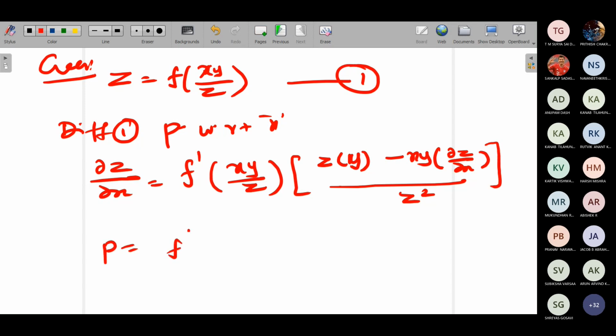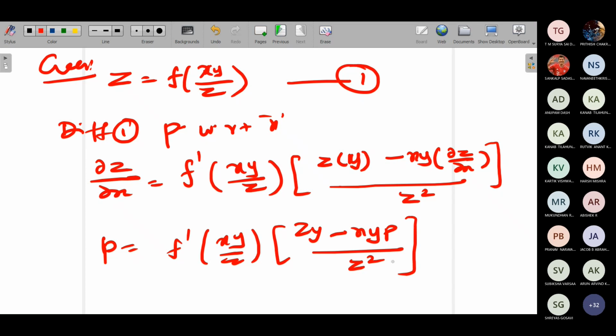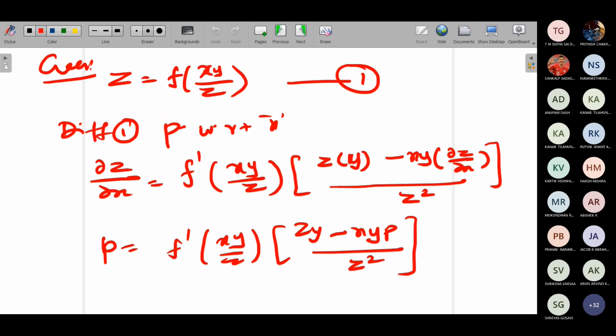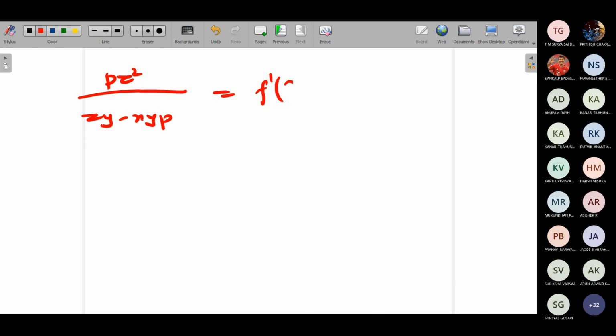So p will be equal to f'(xy/z) into (zy − xyp) divided by z². You can cross multiply this. Once you cross multiply, you will get pz² divided by (zy − xyp) is equal to f'(xy/z). Now take this as equation number 2.